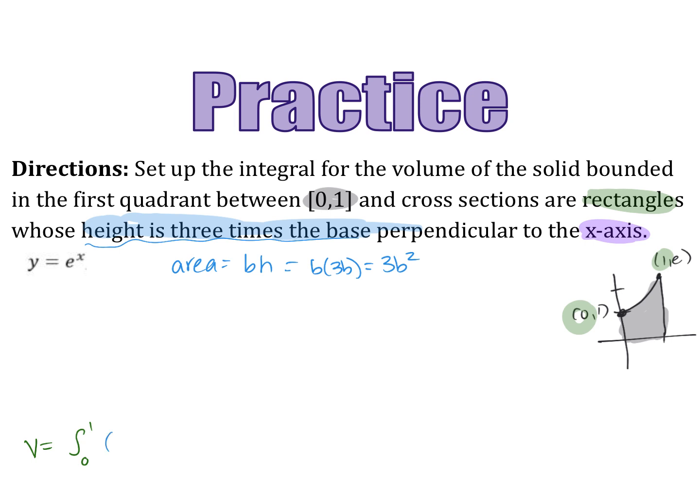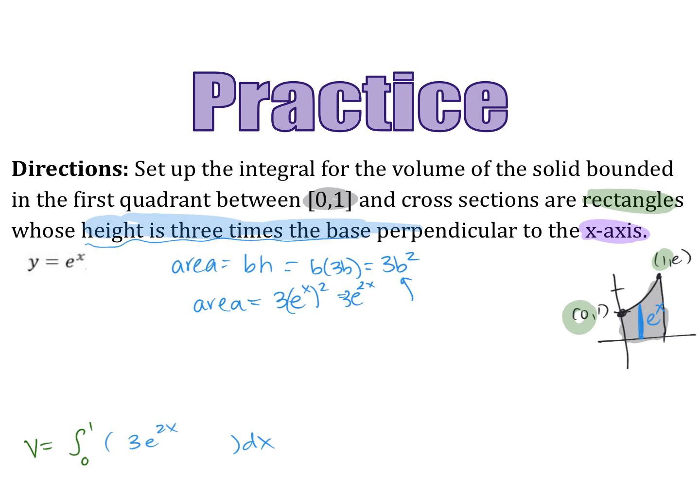So in order to evaluate this, all I need to do is figure out what is the base. Well, this is the length of the base perpendicular to the x-axis. And what is that? That's just the function e to the x. So the area of every rectangle is 3 times e to the x squared, or 3e to the 2x. So that's going to get set up in our area formula here. And we're not going to integrate this through.